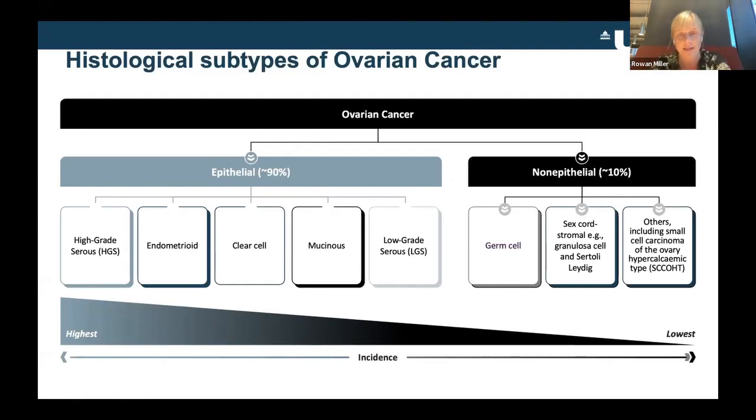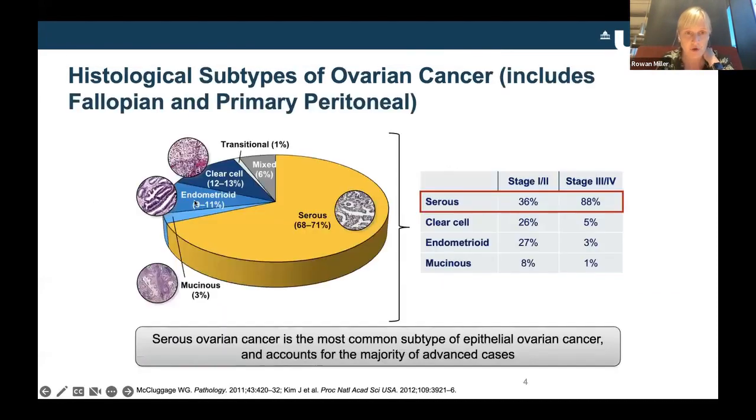but it shows the different subtypes of ovarian cancer. When we traditionally talk about ovarian cancer, we mean epithelial ovarian cancer, which accounts for the majority of cancers, of which about 90% is high-grade serous, by far the most common. You can see by this pie chart that serous cancers represent about 70% of all cancers, with endometrioid, clear cell, and mucinous, and then very rare transitional cancers representing much smaller amounts.